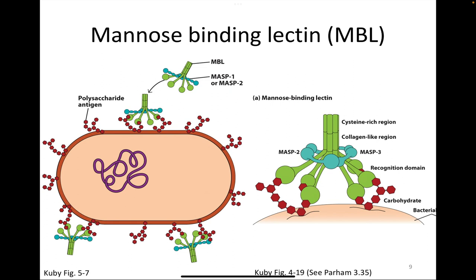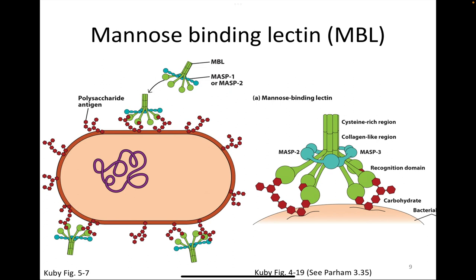If you look at mannose binding lectin or MBL, what do you notice about it? Yeah, Emma. It looks like C1. We saw C1 in the classical pathway. It looks like an upside down bouquet of flowers, and MBL looks pretty similar. And in fact, structurally, MBL is incredibly similar to C1.